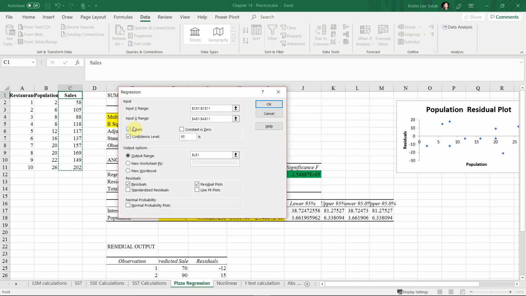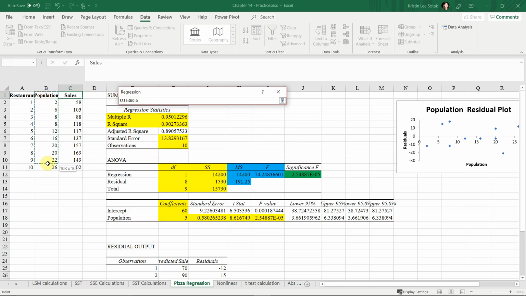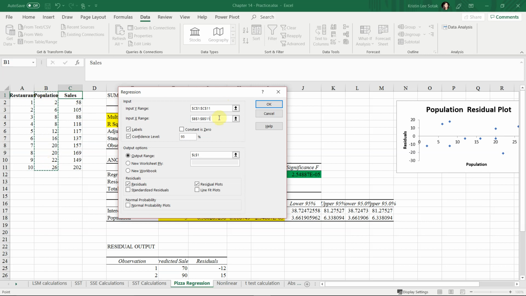Again, I select the labels. I think that's a little bit easier in terms of reading the output. X is your independent variable, that's student population size. I select labels, confidence level. I didn't do any videos about confidence levels and confidence intervals or anything like that, but it's important, so I select that.